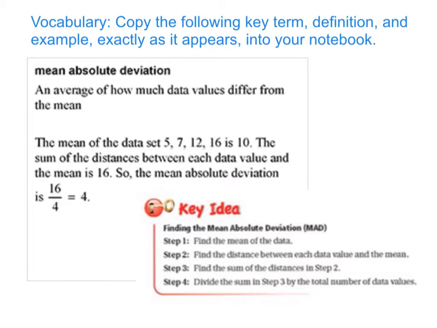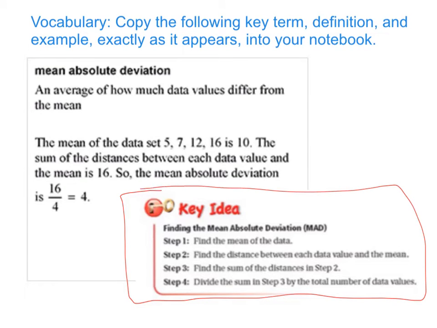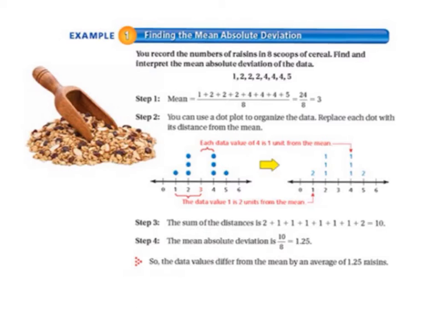Copy the following key term, definition, and example exactly as it appears into your notebook. The mean absolute deviation is an average of how much data values differ from the mean. Write the example, and also write these steps for finding the mean absolute deviation. Today we'll be starting on page 420 in your math textbook.